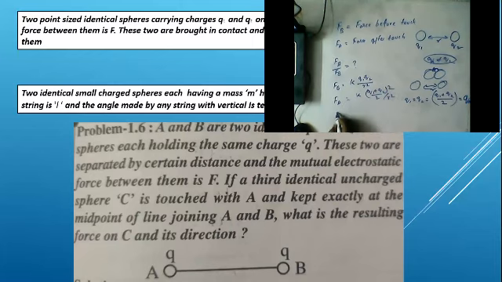So what we require is FA by FB. We can write this as K into (Q1 plus Q2) whole square, separating the brackets, by 2 square R square, divided by K Q1 Q2 by R square, which is FB.